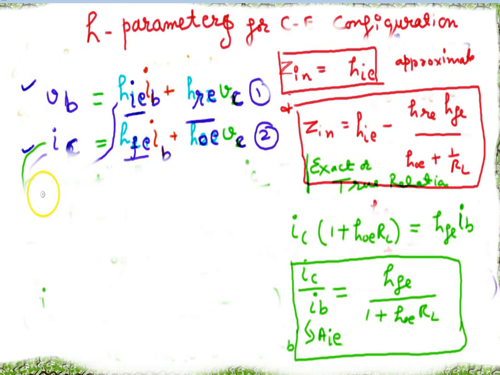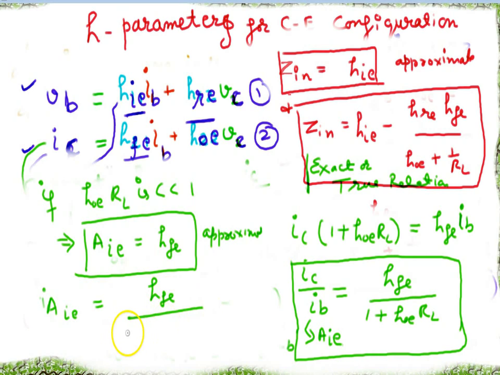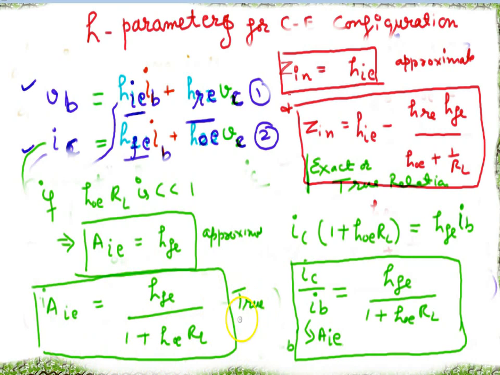You can make the approximation also. If HOE RL is less than 1, then current gain becomes only HFE. This is approximate. And the exact formula is, which you know well, HFE upon 1 plus HOE into RL. Okay, fine. This is the true relation.